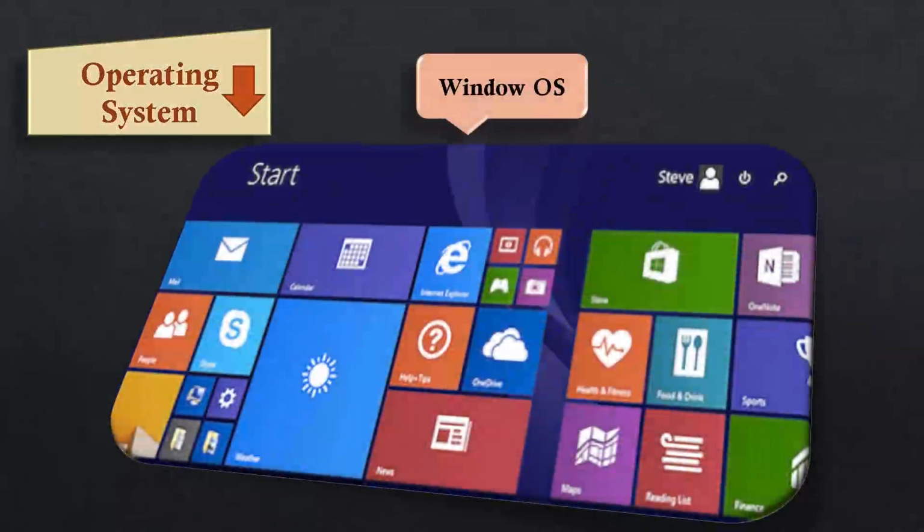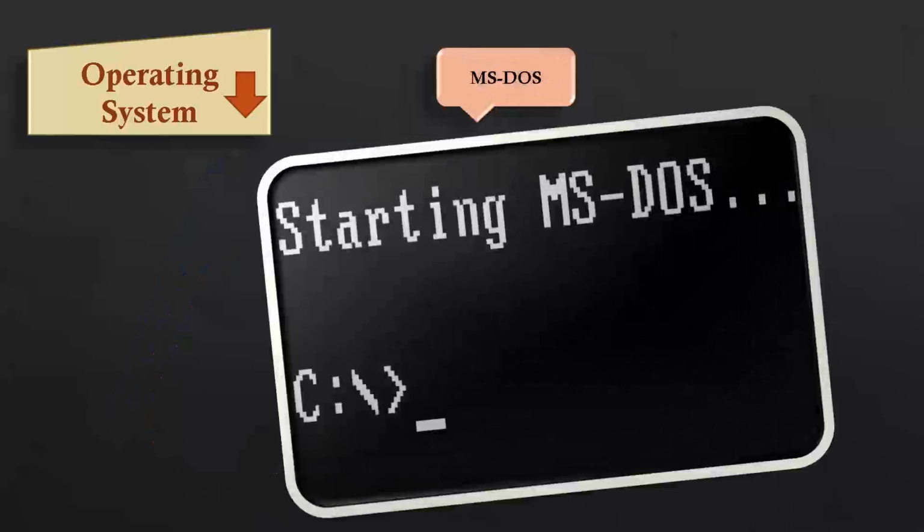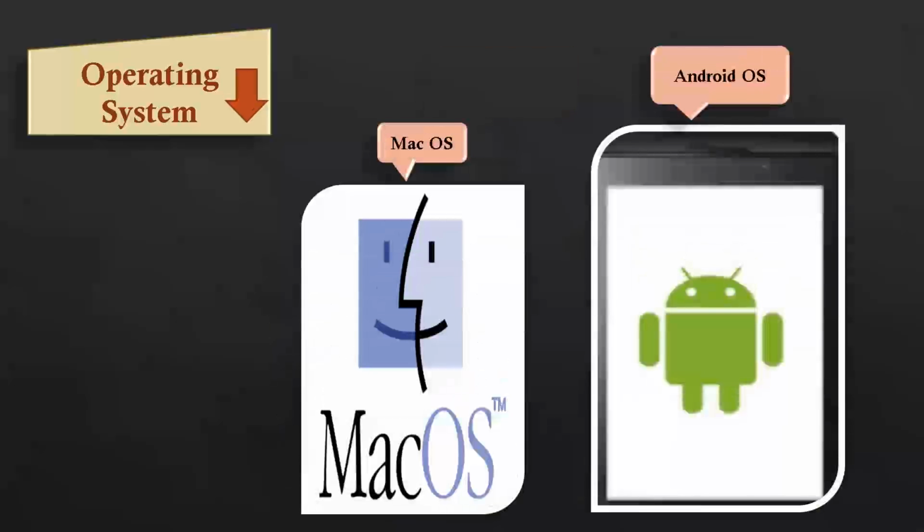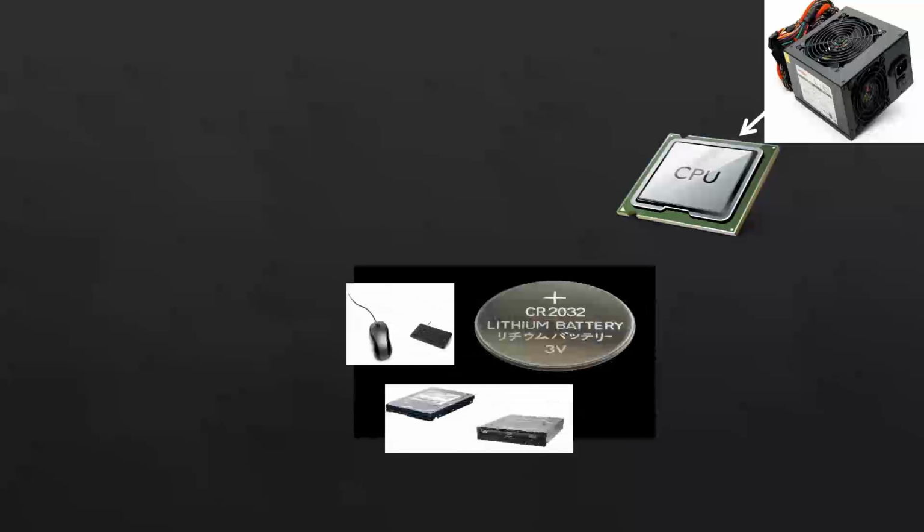There are different kinds of operating systems like Windows OS, for example, Windows 2007, 2008, 2010, etc. MS-DOS, that is, Microsoft's Disk Operating System, Mac OS, Android OS, Unix, Linux, and so on. In order to make an operating system workable, it has to be first loaded into the computer using a hardware device known as the hard disk.